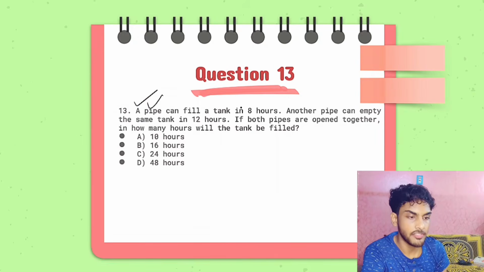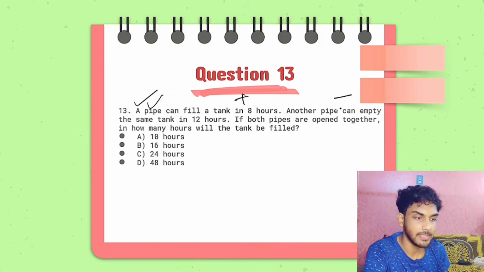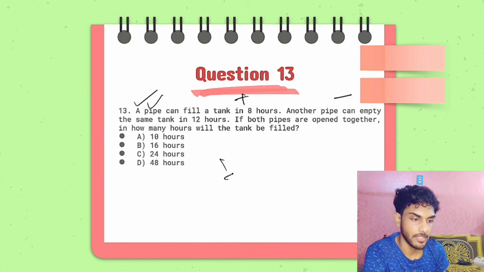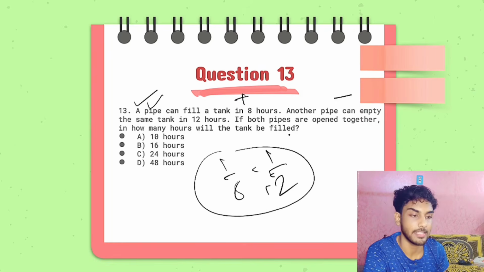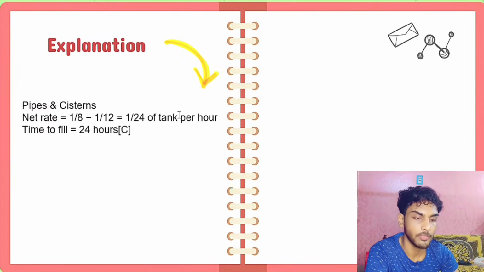Pipe A is filling the tank, so this is something positive. Another pipe is emptying the tank, so this is something negative, right? So 1 by 8 minus 1 by 12. This is the ultimate net work that's happening, exactly what has been written over here. 1 by 8 minus 1 by 12 gives 1 by 24 of the tank per hour. This is the net rate.